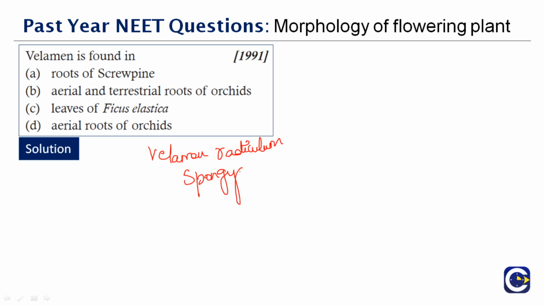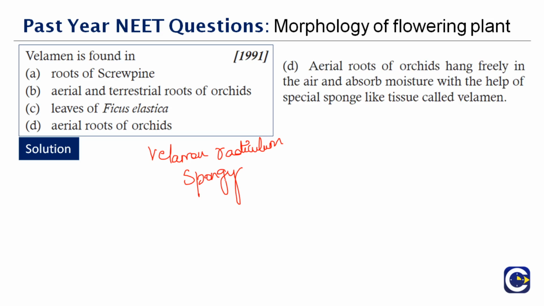Multiple epidermis that covers the root of some epiphytic or semi-epiphytic plants, such as orchid and Clivia species. The velamen of the orchid is a white or grey covering of aerial roots. Okay, so I've given you the clue. The answer is aerial roots of orchids, which is option D. So it's not aerial and terrestrial, it's only aerial. Therefore, the answer is option D. Aerial roots of orchids hang freely in the air and absorb moisture with the help of the special sponge-like structure which is called velamen or velamen radicum or velamen roots.